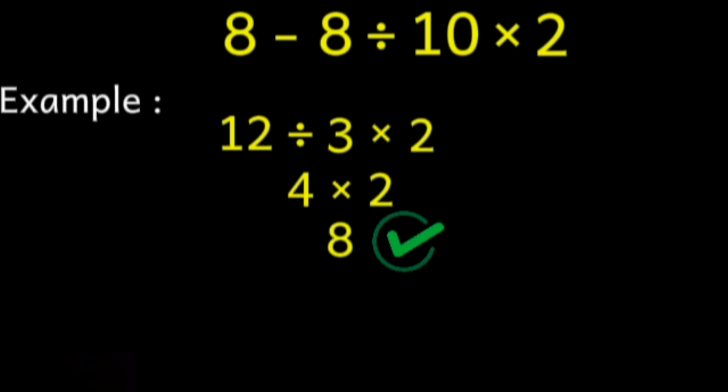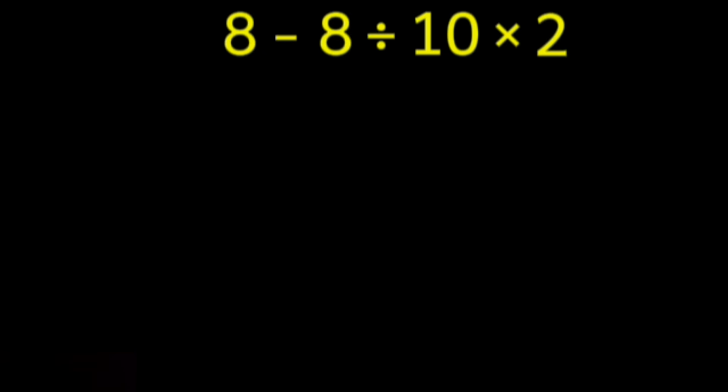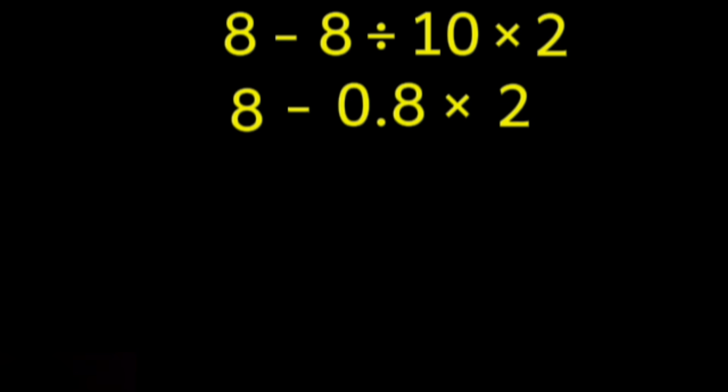Now, let's go back to the main question. 8 minus 8 divided by 10, then multiplied by 2. First, we look for division or multiplication. We see 8 divided by 10, so we solve that first. 8 divided by 10 means sharing 8 into 10 equal parts. That gives us 0.8. Now the question becomes 8 minus 0.8 multiplied by 2.